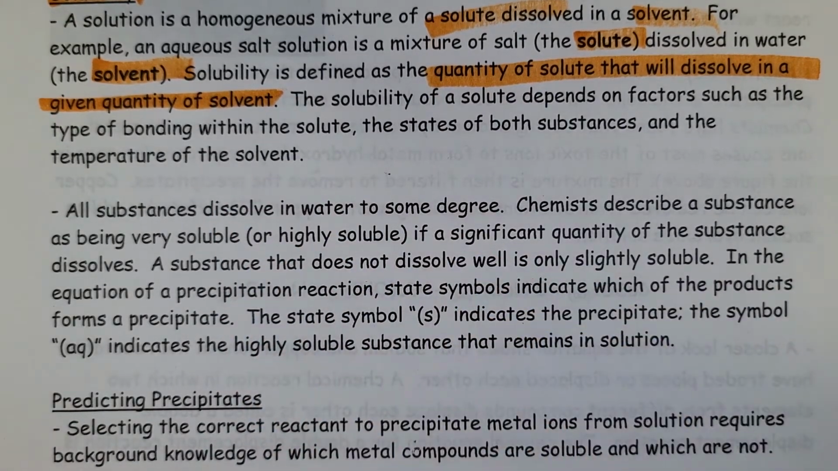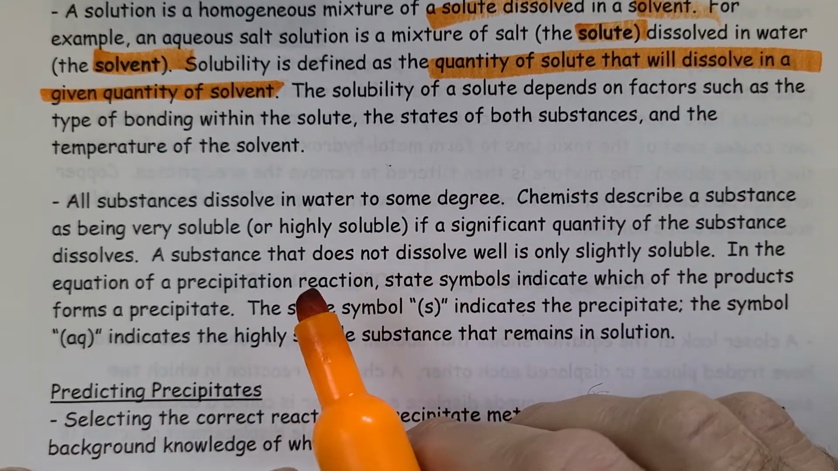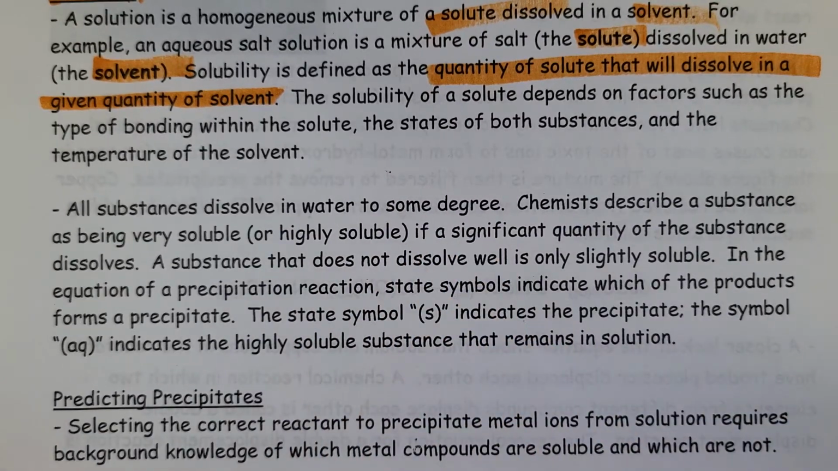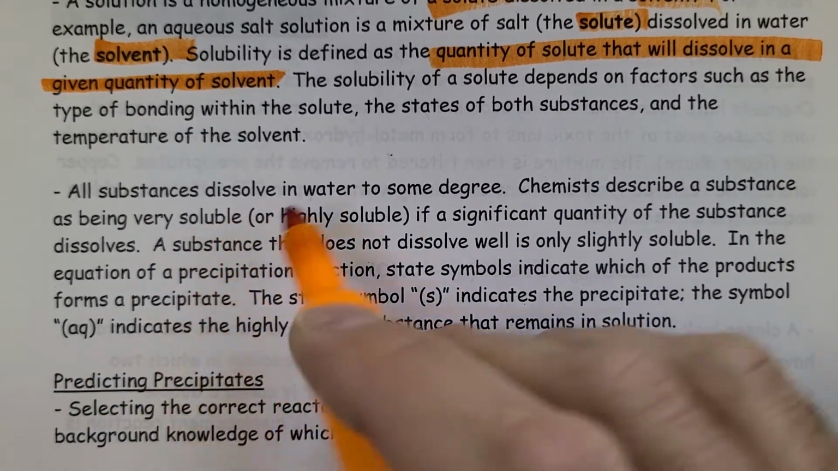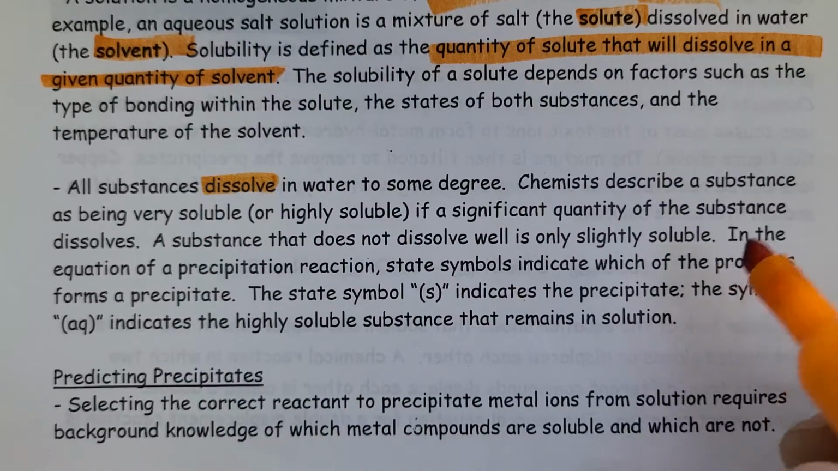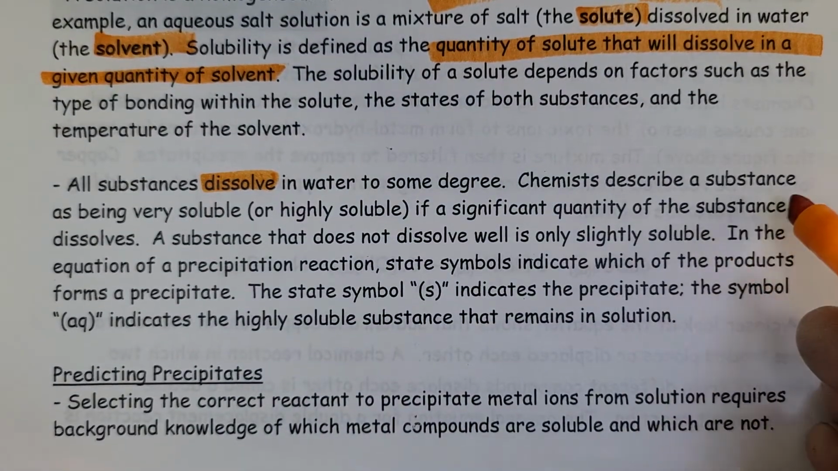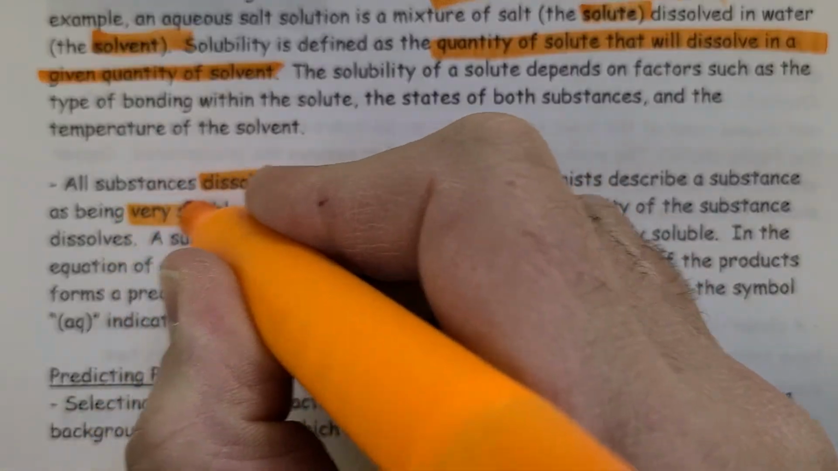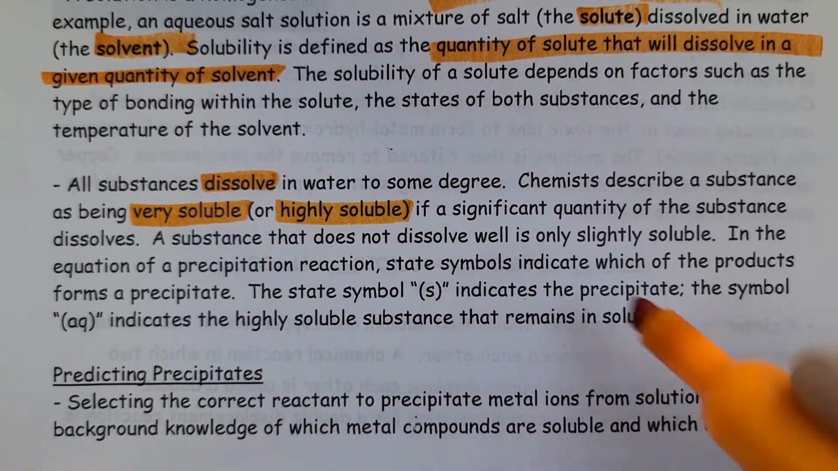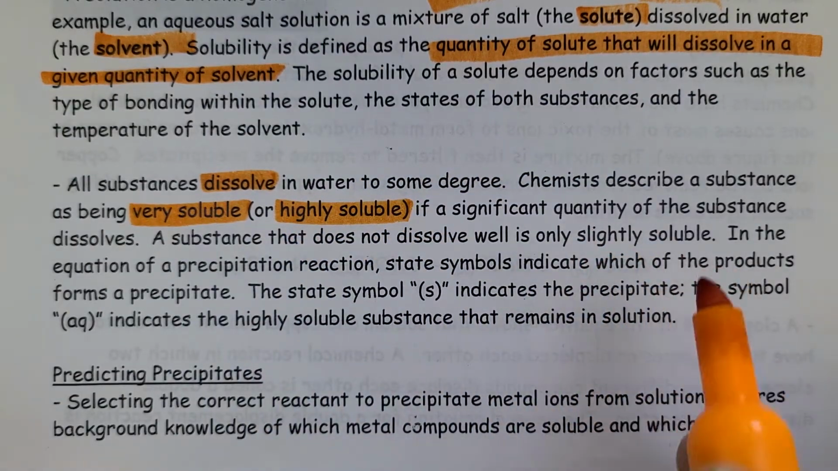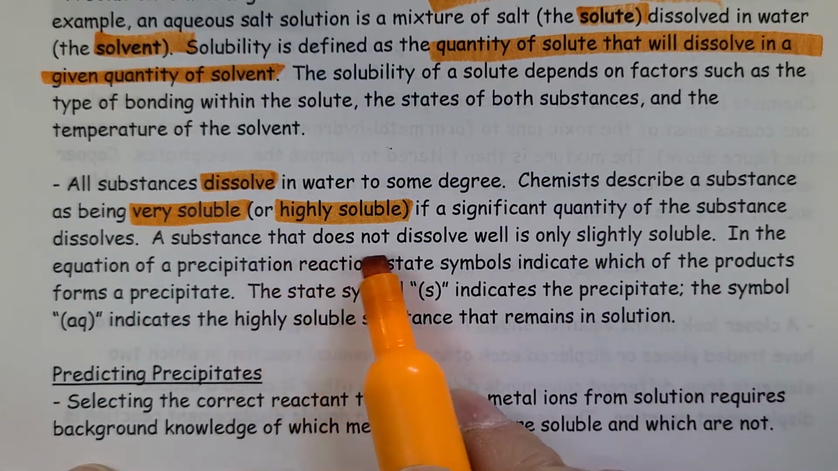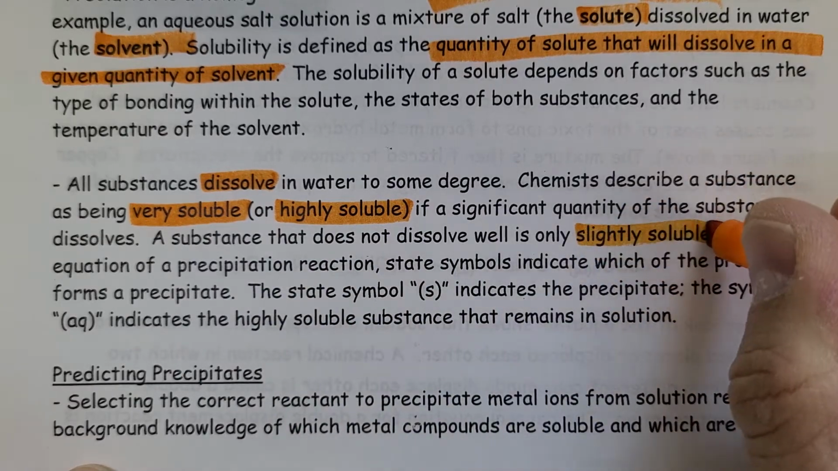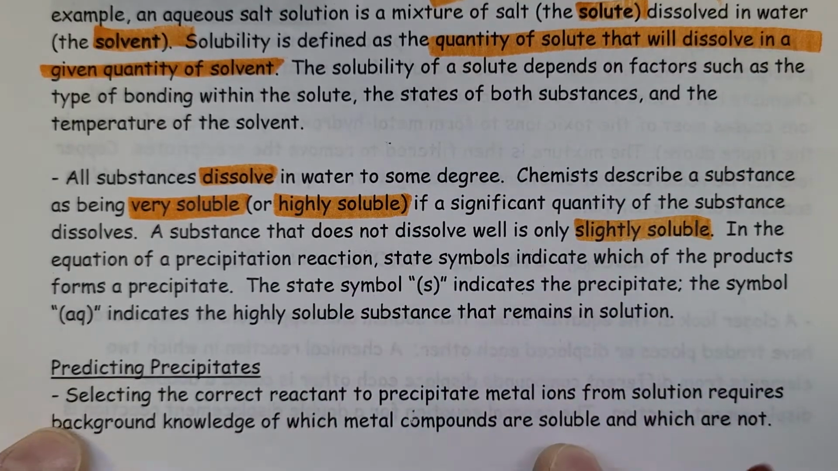And as you saw back in Science 10, if you increase temperature, you can increase how much you dissolve. All substances dissolve in water to some degree. Some chemists describe a substance as very soluble or highly soluble if we can dissolve a lot of it. A substance that does not dissolve very well is referred to as slightly soluble.